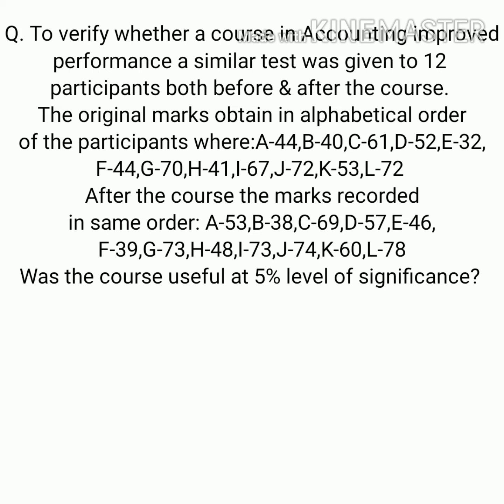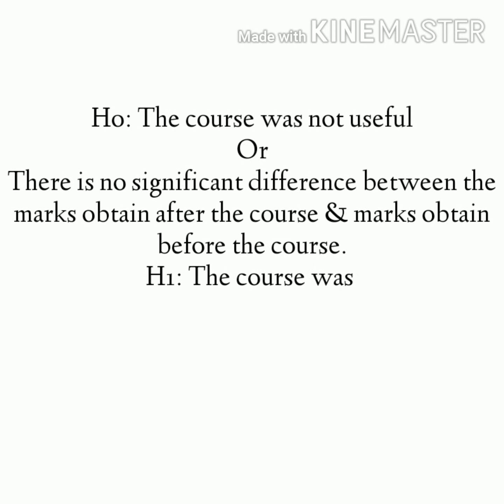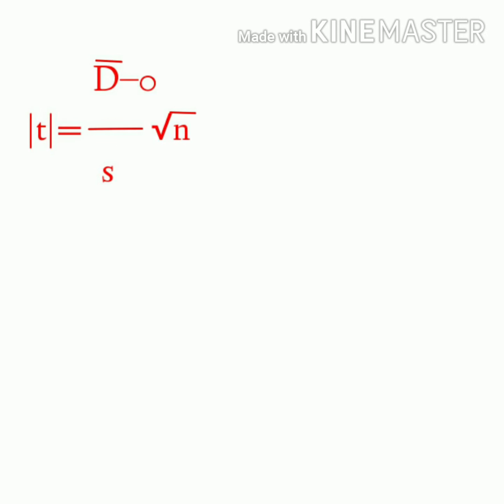Now in order to solve the problem, first you will have to adopt the null hypothesis H naught: the course was not useful, or there is no significant difference between the marks obtained after the course and the marks obtained before the course. And the alternative hypothesis H1 will be just the opposite of the null hypothesis: the course was useful, or there is a significant difference between the marks obtained after the course and before the course. Now you will have to write down the formula of the matched pair t-test, where t equals d bar divided by s divided by root n.